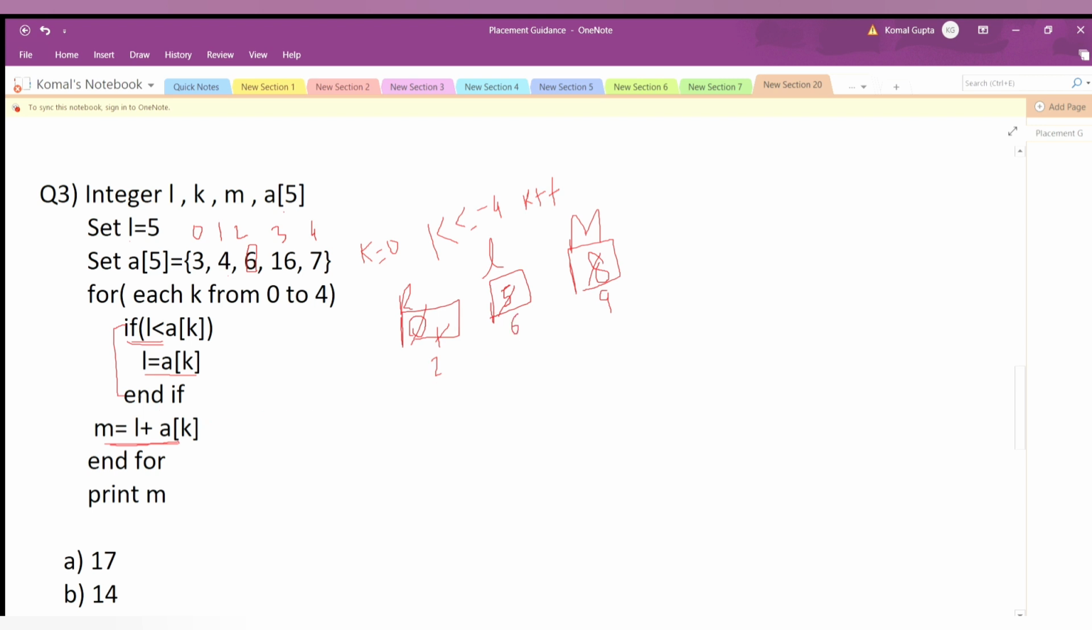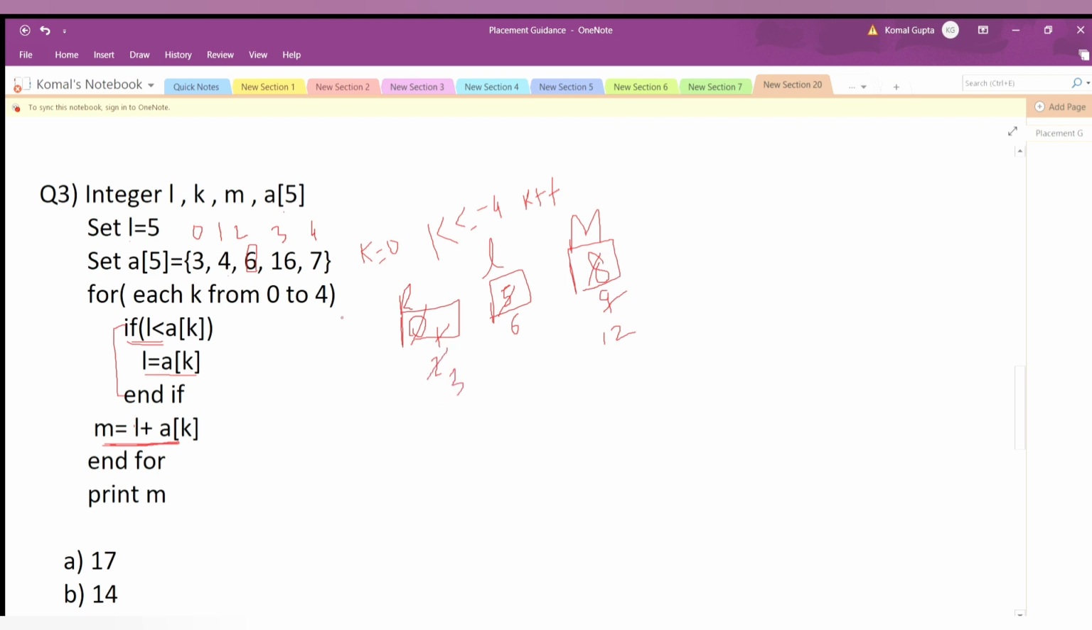Now we will come outside this if condition. Now what we will do, we will change the value of M. Now it is saying that L plus A of K. So the value of K is 2. So A of 2 is 6. And now our new value of L is 6. So 6 plus 6 equals to 12. So now the value of M is 12. Now again we will increment the value of k by 1.